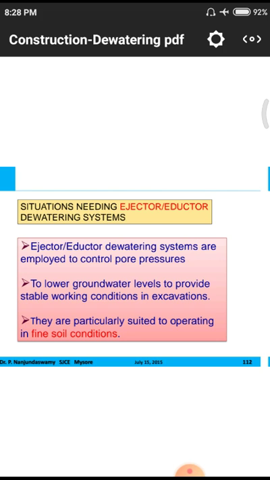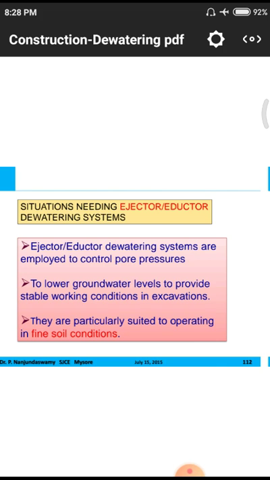Second thing is lowering groundwater levels to provide stable working conditions in excavations. That means lower groundwater levels. Normally groundwater has a particular depth from the ground level. That means in different areas we have different groundwater depths. Those groundwater depths also depend upon the type of soil and soil characteristics.